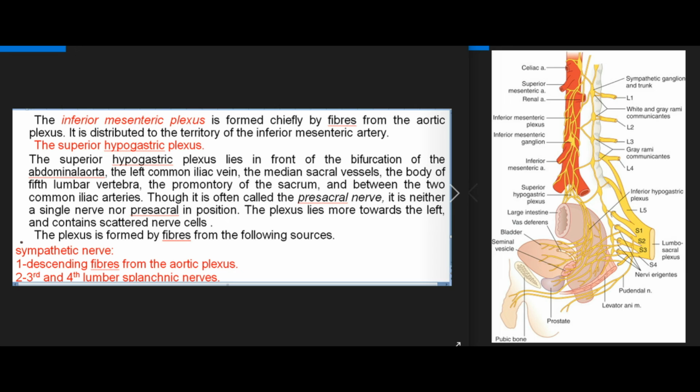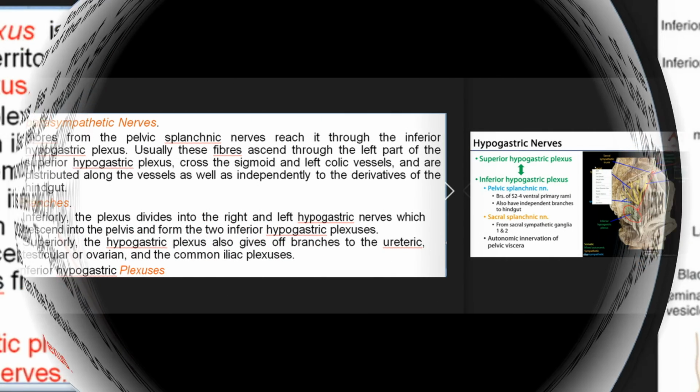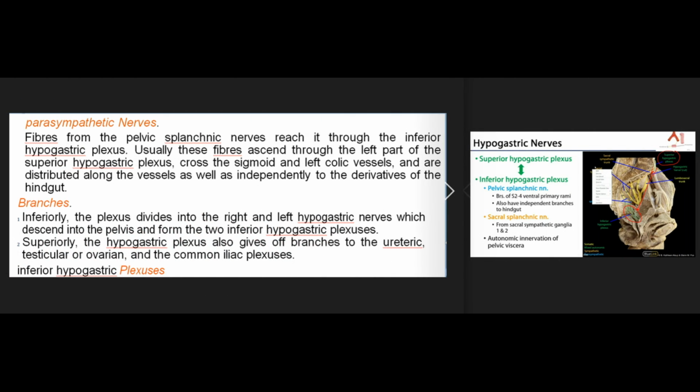The plexus is formed by fibers from the following sources. Sympathetic nerves: 1. Descending fibers from the aortic plexus. 2. Third and fourth lumbar splanchnic nerves. Parasympathetic nerves: fibers from the pelvic splanchnic nerves reach it through the inferior hypogastric plexus. Usually these fibers ascend through the left part of the superior hypogastric plexus, cross the sigmoid and left colic vessels, and are distributed along the vessels as well as independently to the derivatives of the hindgut.